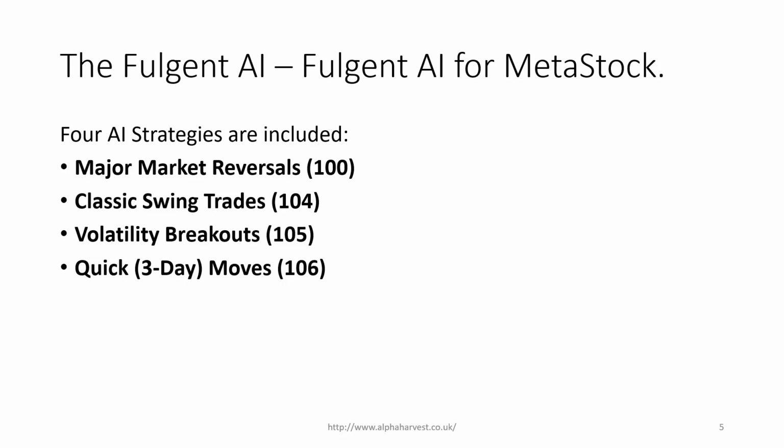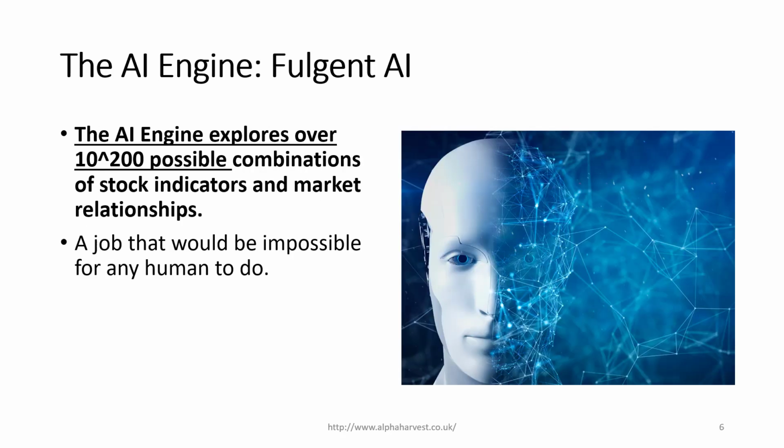All 4 of these artificial intelligence trading strategies can help you identify high probability trades in whatever market you're trading using AI. Now, briefly, a quick top of the iceberg description of what artificial intelligence trading entails: the AI engine explores over 10 to the power of 200 different possible combinations of stock market indicators and market relationships. This is practically impossible for a human to do, and it would involve many years of backtesting and testing.